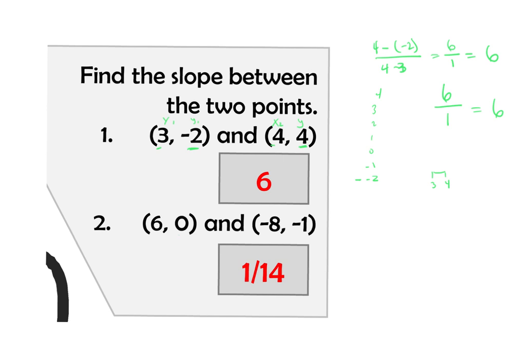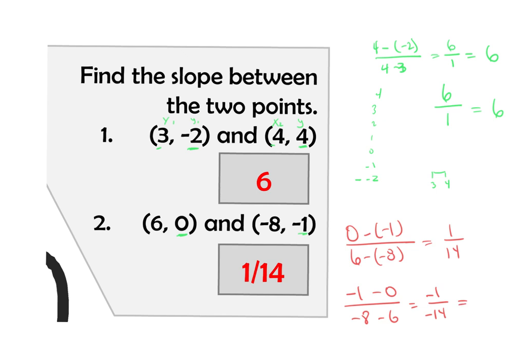So if I go from this direction, 0 minus a negative 1, 6 minus a negative 8. That's going to be plus a positive, plus a positive. Or if I went the other direction, negative 1 minus 0 and negative 8 minus 6, I'm going to get negative 1 over negative 14, which is still going to give me a positive.